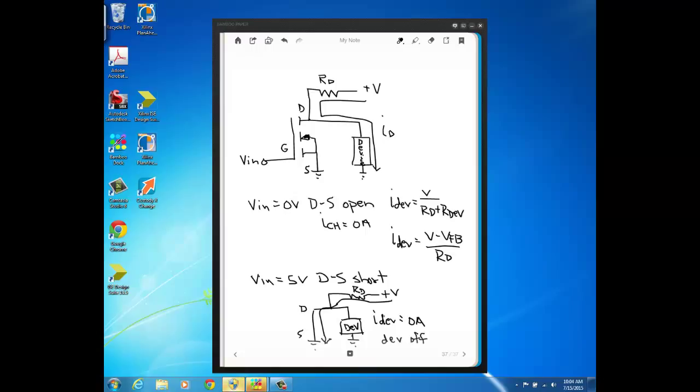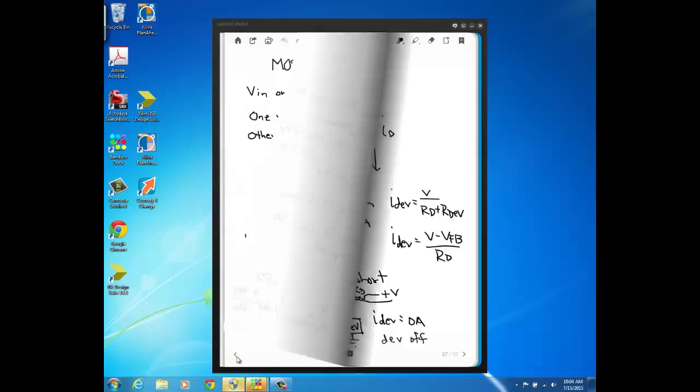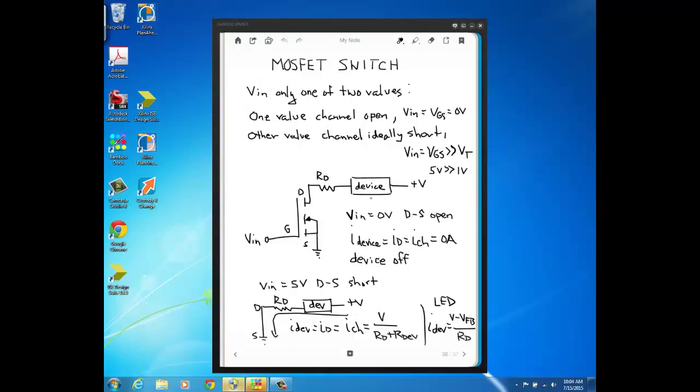So whether the device operates or not when you have a MOSFET switch circuit depends on the configuration. If the device is configured like this, it operates when Vin is equal to 0, and it doesn't operate when Vin is equal to 5 volts. With this type of configuration, it operates when Vin is equal to 5 volts, and it doesn't operate when Vin is equal to 0 volts.